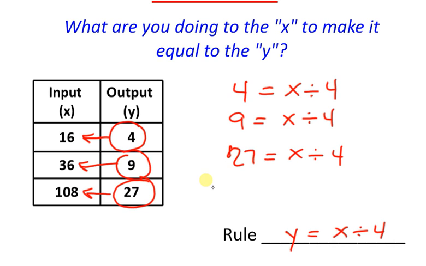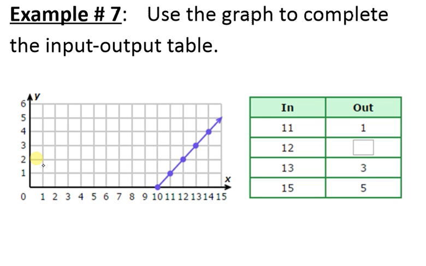So this one was a little bit harder, but your rule should be y equals x divided by 4. And you can also write that as a fraction, x over 4. That would work perfectly fine as well. But what's happening is 16 divided by 4 is 4, 36 divided by 4 is 9, and 108 divided by 4 is 27. So that's going to give you your rule. Okay, again, I'm going to have you pause the video and go back if you're still confused, because now I'm going to take it up one more level, okay? So make sure that you're stopping and understanding along the way.